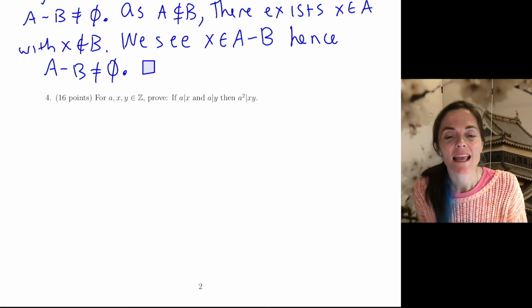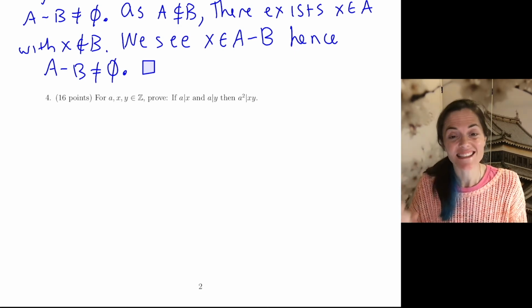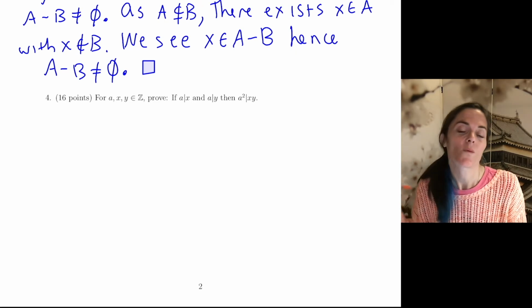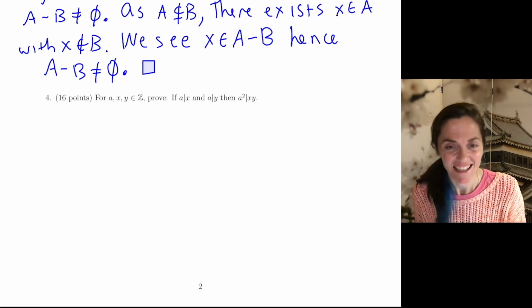Number 4, this is going to be a direct proof. The statement says if A divides X and A divides Y, then A squared divides X times Y. And this is for A, X, Y integers.